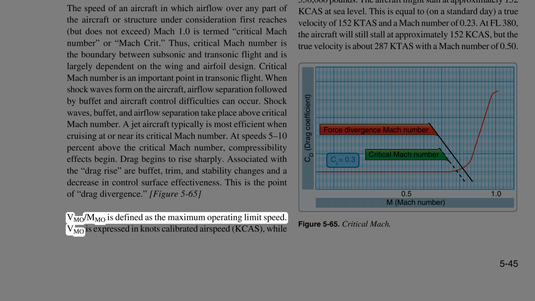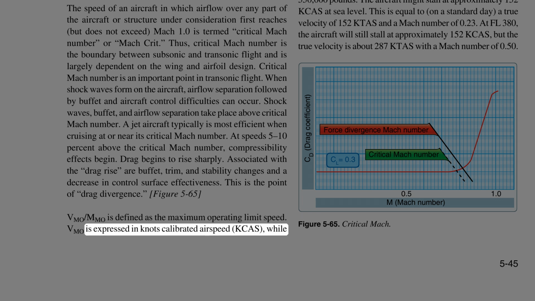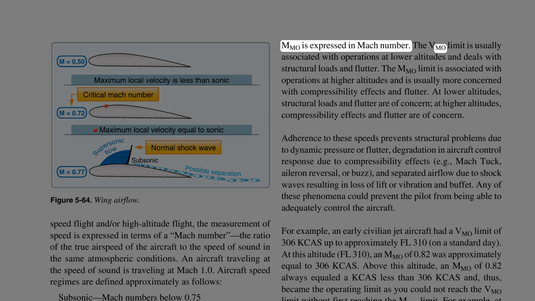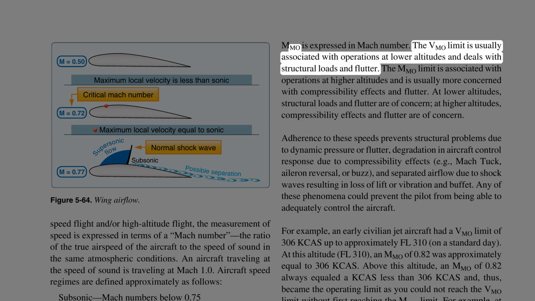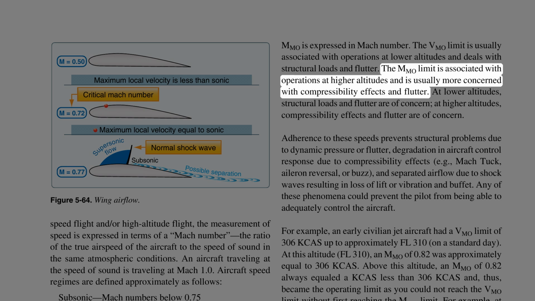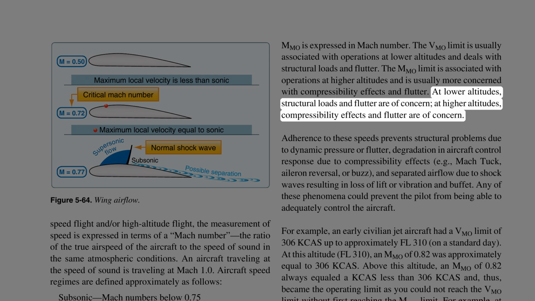Vmo versus Mmo. Vmo is defined as the maximum operating limit speed, expressed in knots calibrated airspeed, KCAS, while Mmo is expressed in Mach number. The V-limit is usually associated with operations at lower altitudes and deals with structural loads and flutter. The M-limit is associated with operations at higher altitudes and is usually more concerned with compressibility effects and flutter. At lower altitudes, structural loads and flutter are of concern. At higher altitudes, compressibility effects and flutter are of concern.